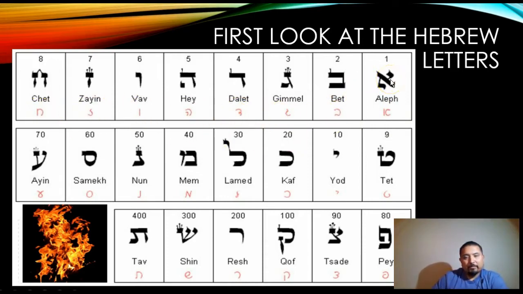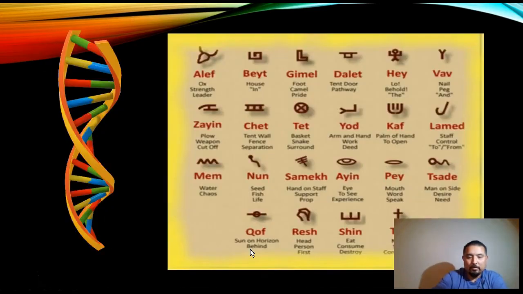So we read Hebrew from right to left. So it starts from here instead of over here this way. We start from here this way. And like I said, these letters are on fire. They're alive, they're moving, constantly moving.